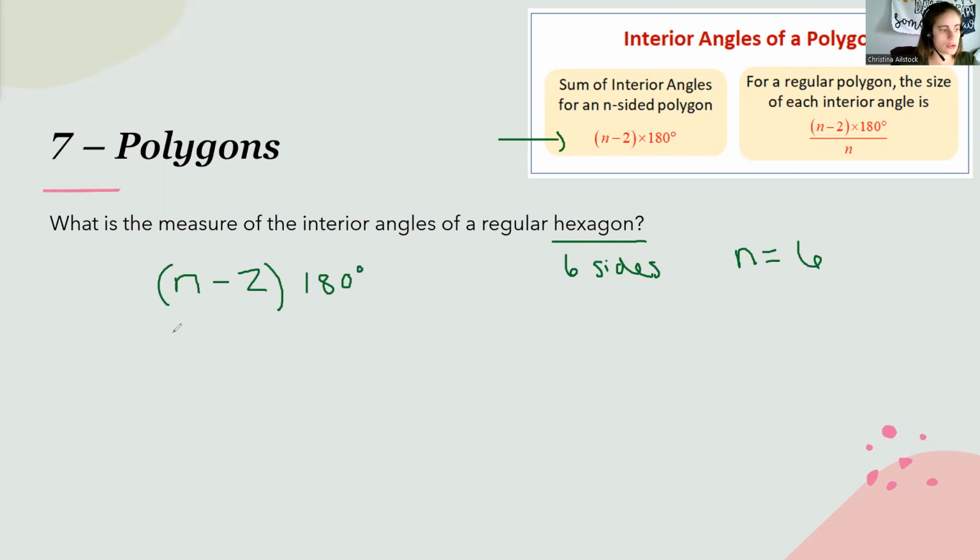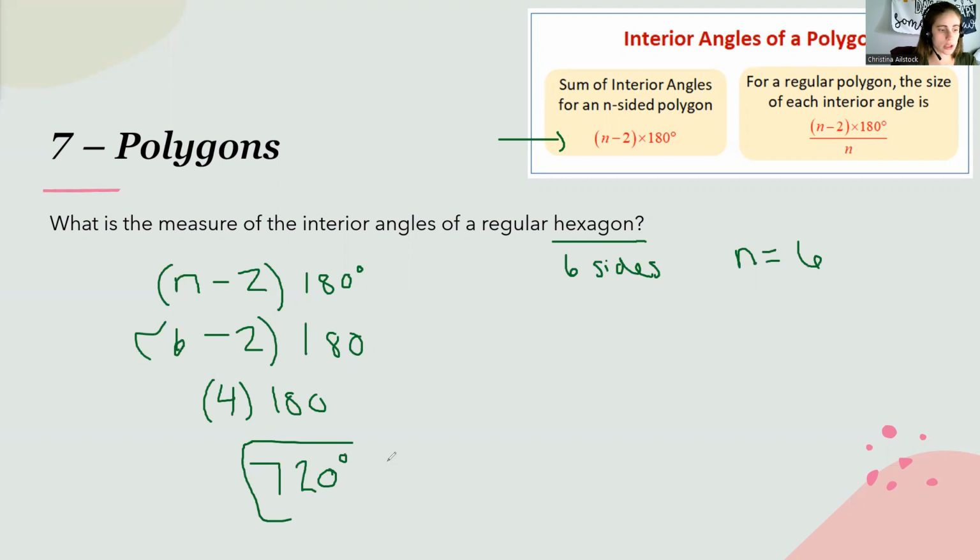So n minus 2 means we're going to take 6 minus 2, times 180. Ooh, yikes, I've got a little lag there on my parentheses. So 6 minus 2 is 4. 4 times 180 is 720. So the interior angles of a regular hexagon would add up to equal 720 degrees.